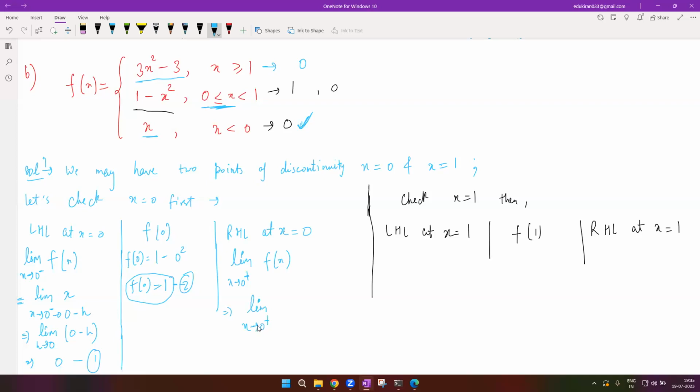Now the value of x is just greater than 0. So the expression valid is this, 1 minus x square. This is the expression, right? In the next step, you know what is 0 positive. 0 positive is 0 plus h.